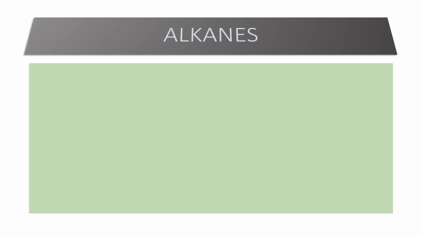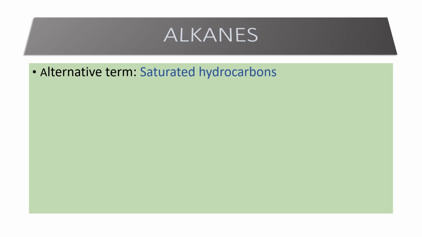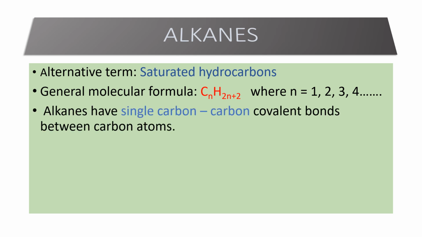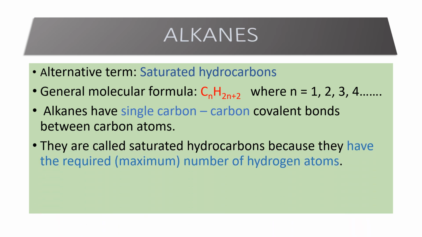Alkanes, the alternative term is saturated hydrocarbons. The general molecular formula is CnH2n+2, where n is the number of carbon atoms. They have a single carbon to carbon covalent bond between carbon atoms. They are called saturated hydrocarbons because they have the required number of hydrogen atoms. Their names end with -ane.